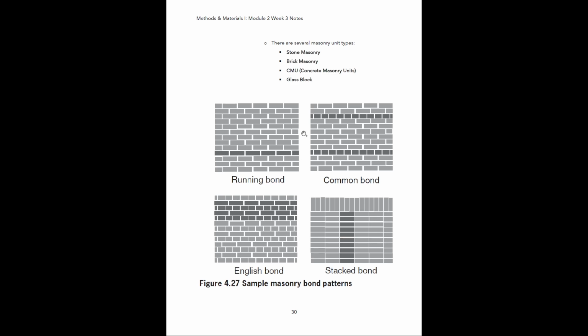So this one is probably the most common. It's just called a running bond. This one here is called a common bond, where you have a running bond mixed with these smaller brick courses running through them. Then we have an English bond, which is sort of like alternating a running bond with a common bond. And then we have a stacked bond, which is where you stack the bricks directly on top of each other and you don't stagger them.